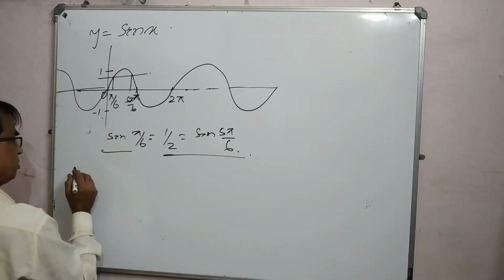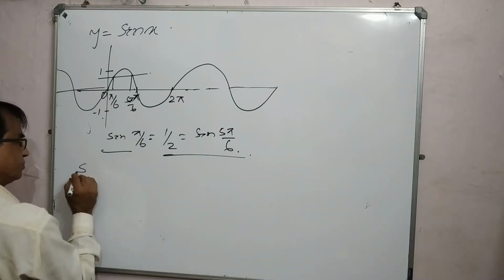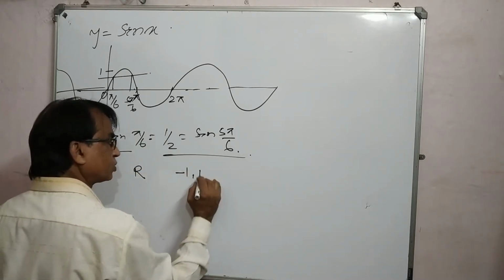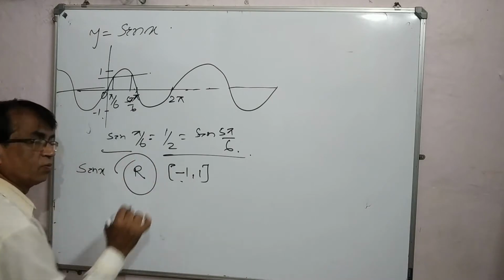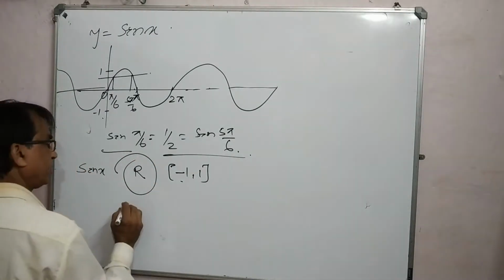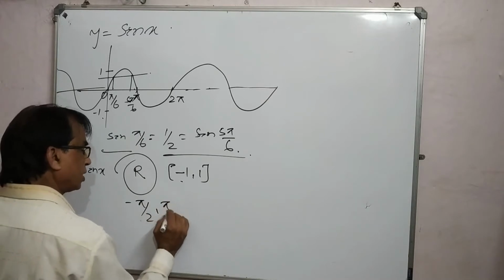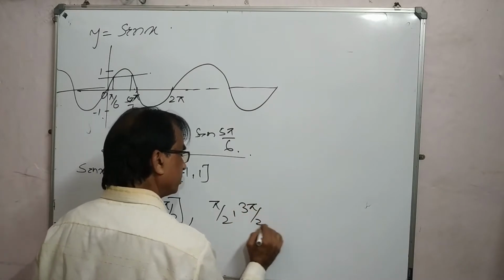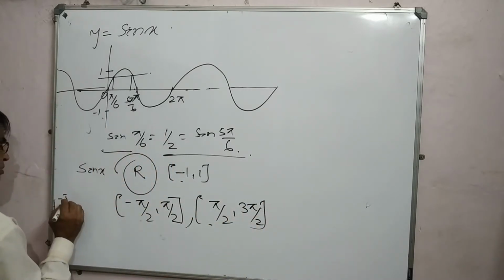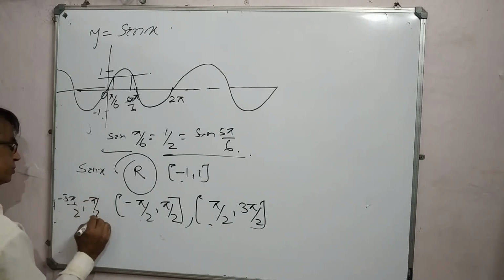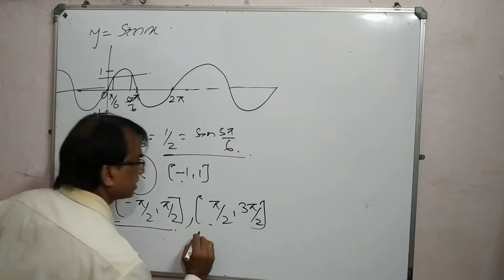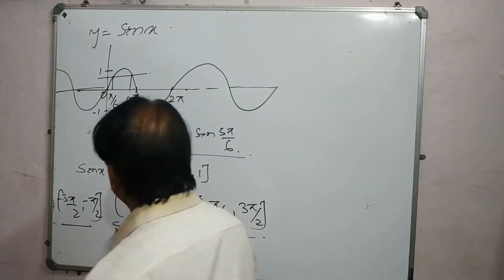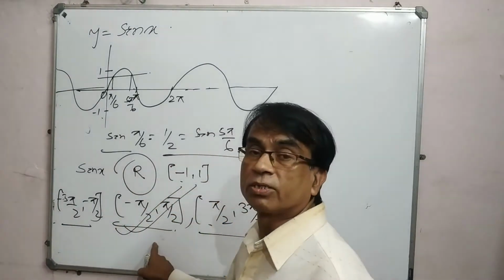And coming to sin x, the domain is R and the range is -1 to +1. This domain, we restrict and make it minus pi by 2 to plus pi by 2 closed interval. Also we can make it pi by 2 to 3 pi by 2 and minus 3 pi by 2 to minus pi by 2. And these are all the restricted domains where the function sin x can be 1, 1 and onto, but we choose this one, and this is called the principal range.